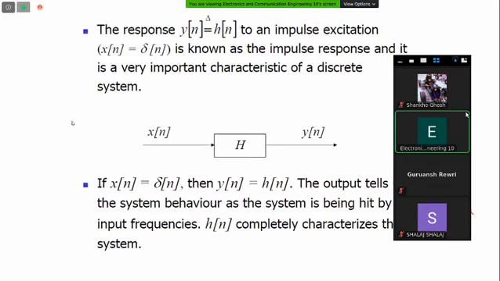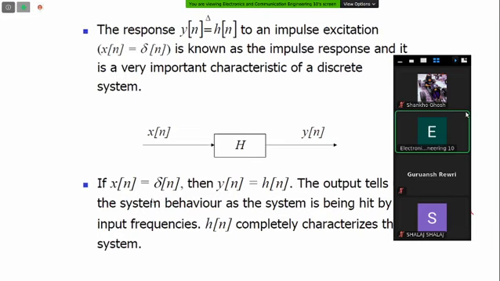Because what is the frequency response? On the x-axis you have frequency, on the y-axis you have gain or something else. So if it is a flat system, that means for all the values of frequencies, the system behaves with the same output. That means it behaves the same.